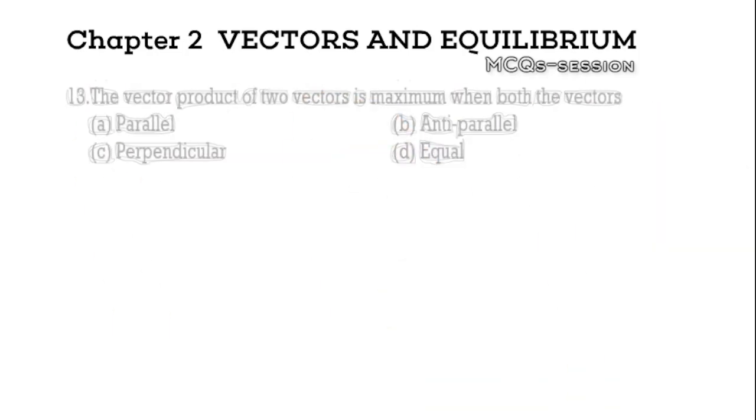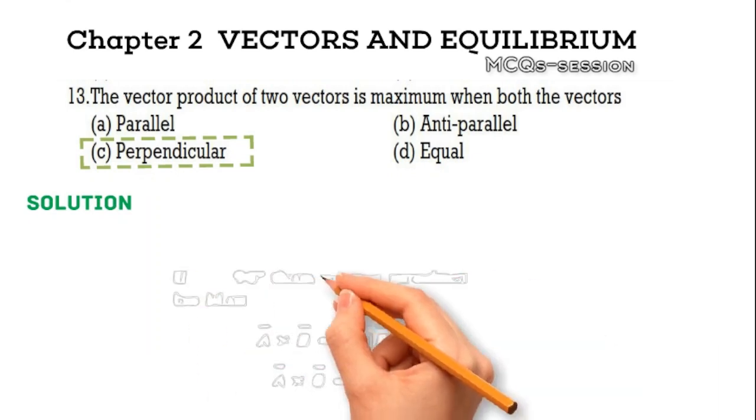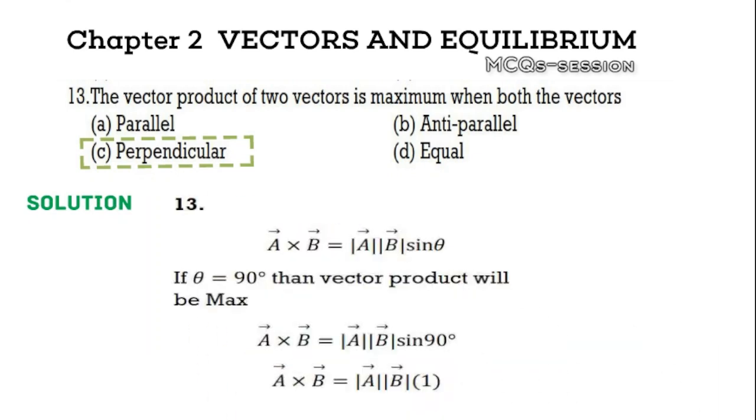Question 13. The vector product of two vectors is maximum when both the vectors are? Options: A, parallel, B, antiparallel, C, perpendicular, D, equal. Pause the video and take your best guess. The correct answer is C. Perfect. Explanation. The vector product of two vectors A and B can be expressed as follows: if the angle is 90 degrees, then the vector product of A and B will be maximum.